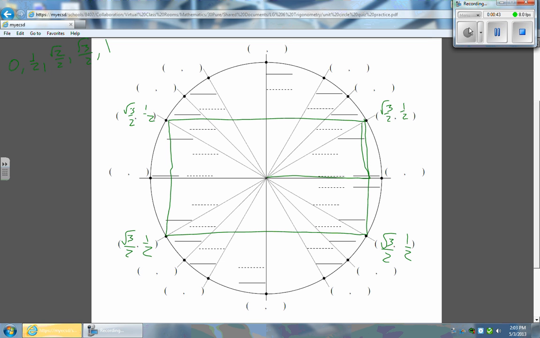And of course, this is positive, positive. This would be negative, positive. This would be negative, negative. And this, of course, would be positive, negative. The next one, here we go. Next one would be this one right up here.